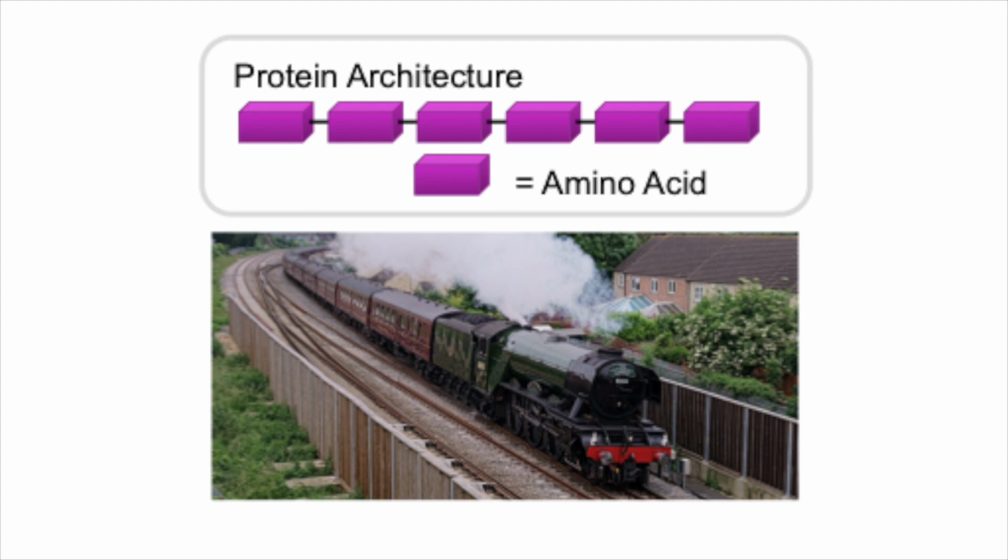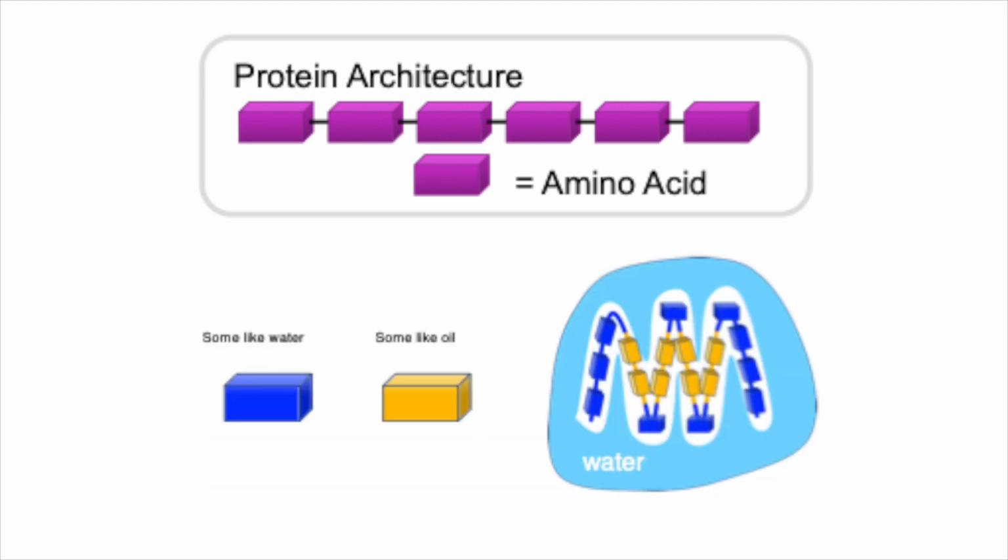And just like some train cars carry coal, other train cars carry cows, some train cars carry cars, right? There are different amino acids that help to make up our proteins. So just think about that. A protein is a big long chain of amino acids that are linked together. Like I said, some amino acids do different things. They're slightly different from one another.